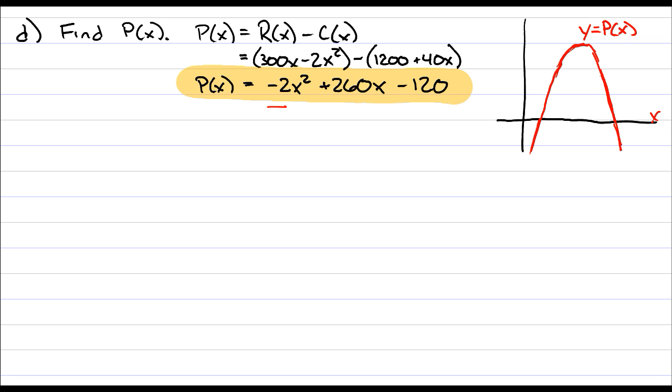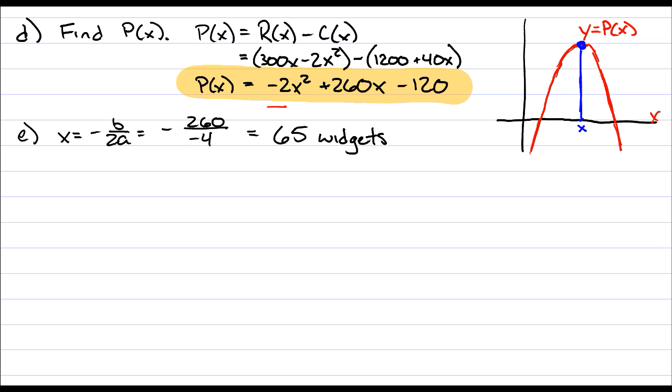Okay, so I want to find the production level that gives the maximum profit. Just like before with revenue, that's going to occur at the vertex. So I want to find the x-coordinate of this vertex. I do that using the vertex formula. x equals minus b over 2a. b, in this case, is 260. a is still minus 2, so I have minus 260 divided by minus 4. That turns out to be 65 widgets. So that is the production level that generates the largest profit.